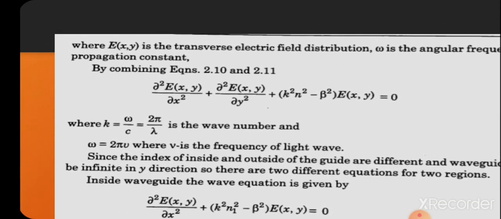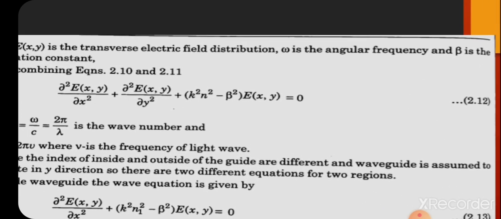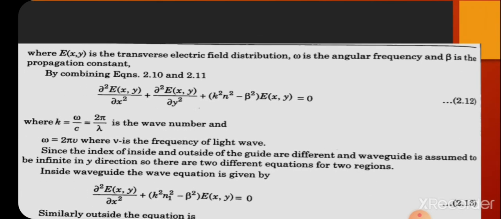In the above equation, given in the previous slide, E of x comma y is the transverse electric field distribution, omega is the angular frequency, and beta is the propagation constant. E of x comma y is the electric field in the x and y directions, omega is the angular velocity, and beta is the propagation constant.